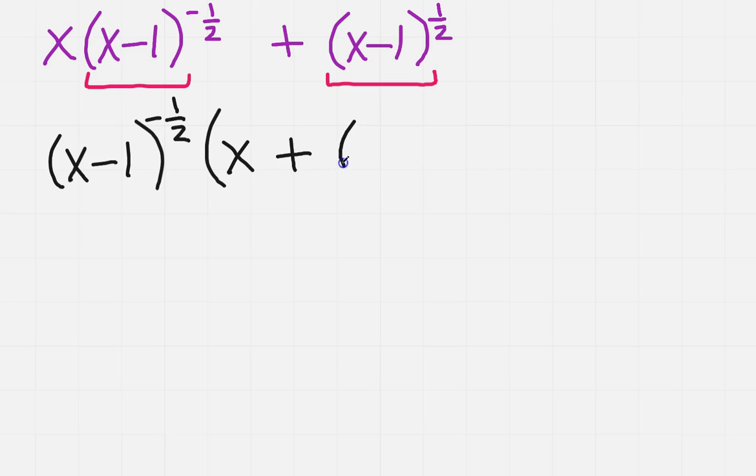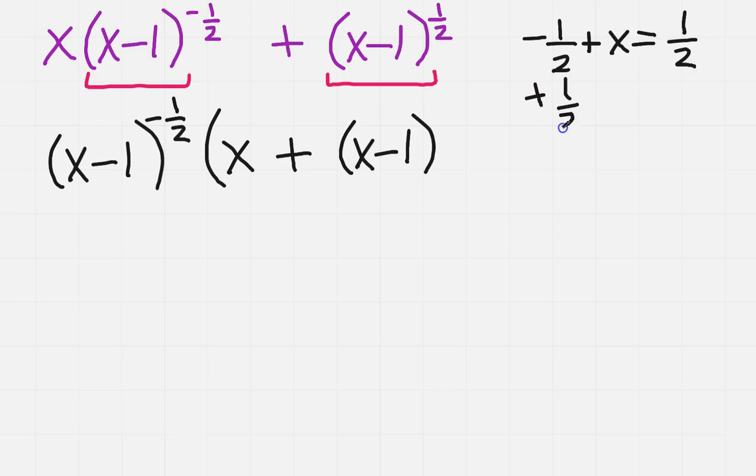Now what in the world am I going to do over here? Well, I'm going to have x minus 1 to some power. So here's the key. You need to take negative 1/2 plus a number is going to equal 1/2. So if I want to get the x all by itself, I'm going to have to add a half to both sides, and x is going to equal 1. So that's going to be what it looks like.